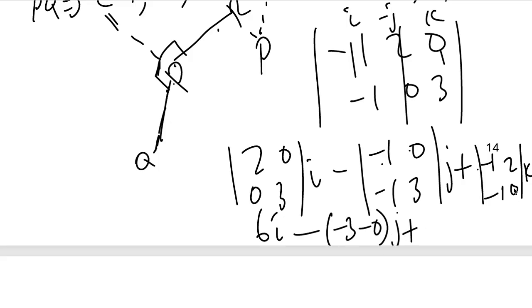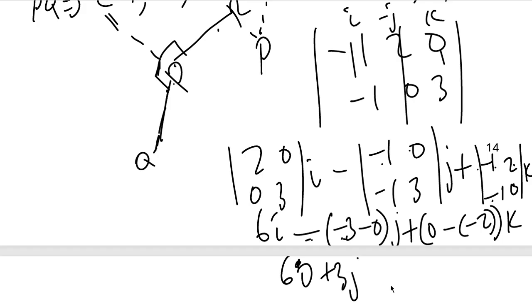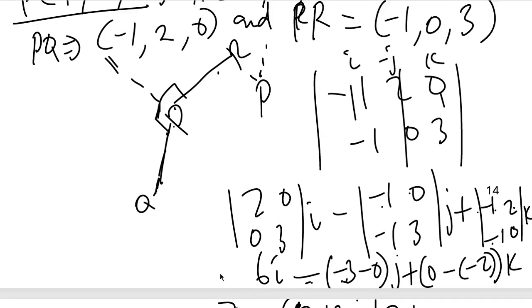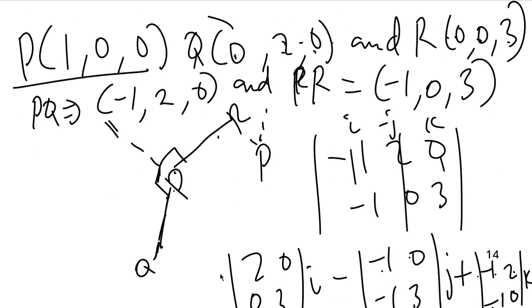And then plus 0 times negative 1 is what? Is 0. And then negative of negative 1 times 2 is what? Negative 2. Okay, so that's going to be 6i. And then negative 3, that's negative of negative 3j is going to be a positive 3j. And then a positive 2k. And this is the normal vector. So taking this normal vector, you can choose any of the points. We decide to choose Q.